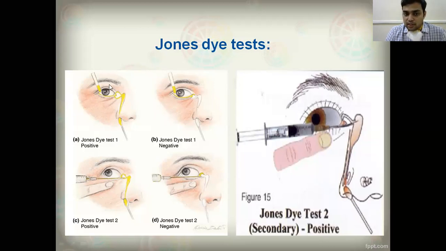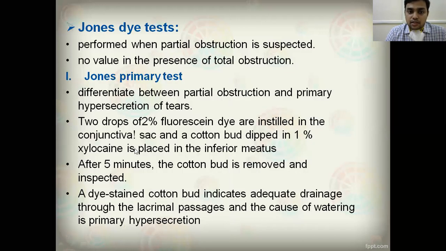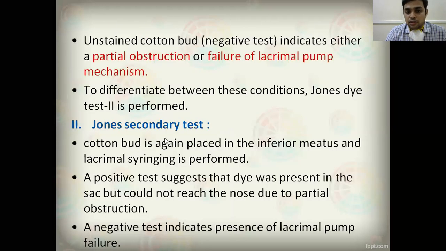So there is normal drainage of the lacrimal passage, but the watering is because of primary hyperlacrimation, if it is a positive test. If it is a negative test, as the bud is not stained, it may be because of lacrimal pump failure, or maybe because of partial obstruction. So if it is a negative test, we conduct another test called the Jones dye secondary test, or Jones dye test 2.